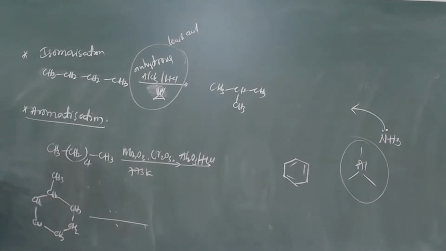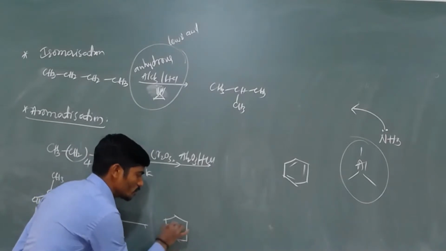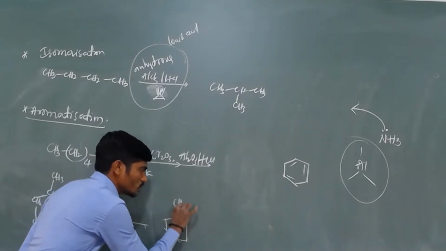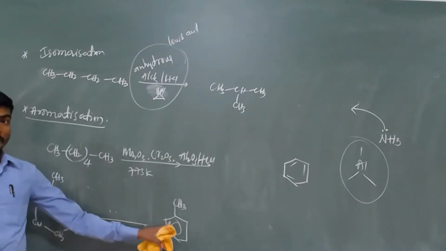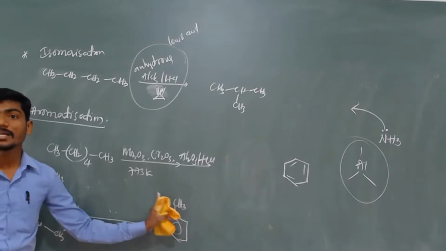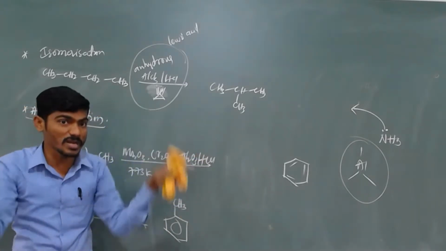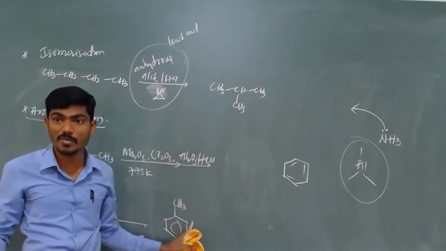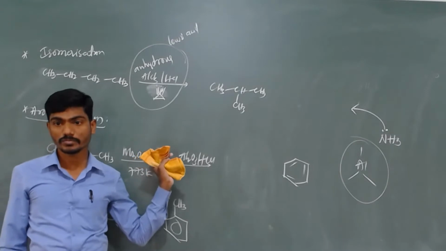A 6 membered ring, not 7 membered. We need a benzene ring, with one group on top, which is CH3. So this is the product. If there are 6 carbons, directly benzene. If 7, one group is substituted. If 8, C2H5 is substituted. Again a 6 membered ring forms, a stable 6 membered benzene ring, an aromatic compound. So this is aromatization.